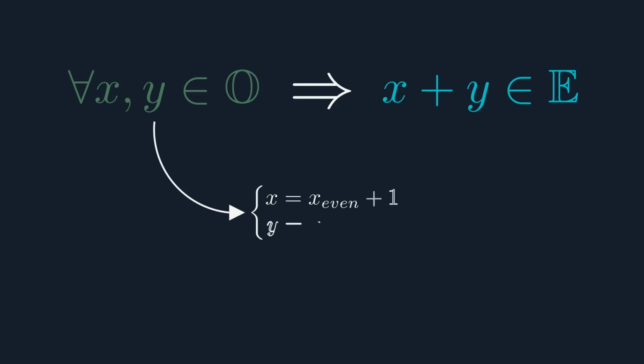Proving an implication about all objects is a bit more tricky, but something any math student will have to do quite often, and it is therefore also quite important. To do this, we need to assume the condition of an implication is true, namely that we have two numbers which are odd. Let's just call them x and y, and then prove the result, namely that their sum is even. To show this, we know that any odd number can be expressed by an even number plus 1. So we can express x as x even plus 1 and y as y even plus 1.